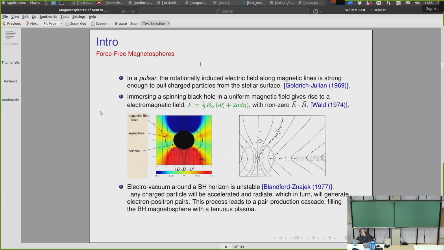Even MHD, it's better, but still, it's not enough probably to have a good description of the interior. But for the exterior, we have this boundary condition at the neutron star surface, which is a very good approximation, and allows us to argue that outside the neutron star you will have this force-free plasma.